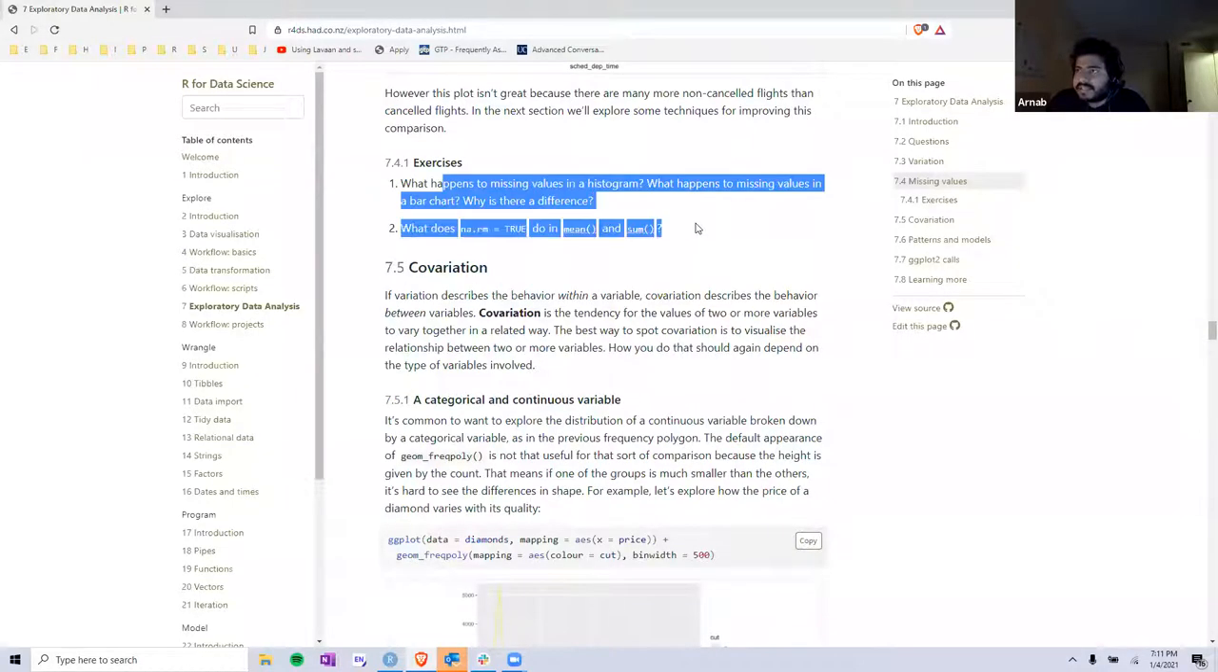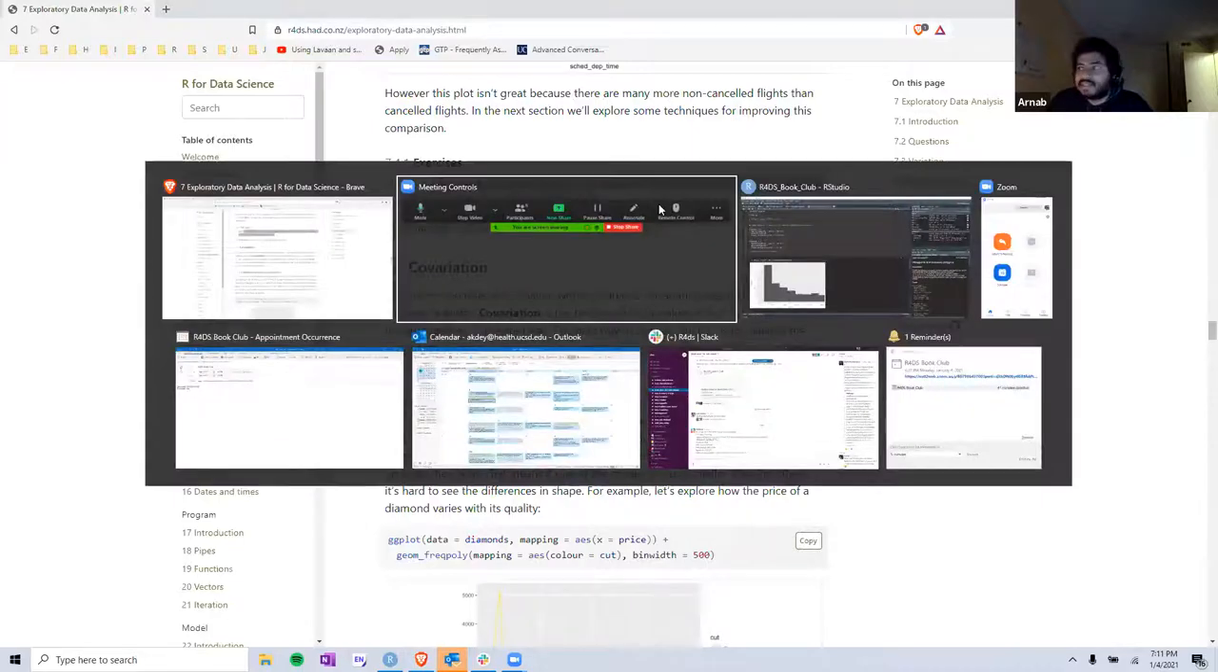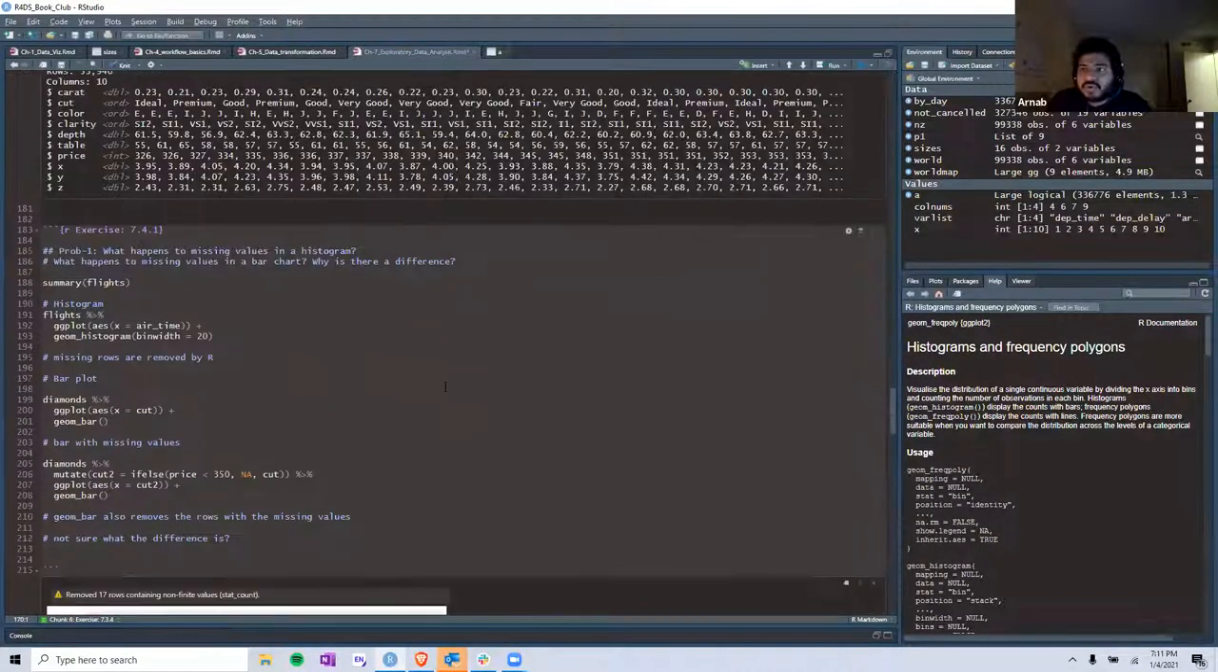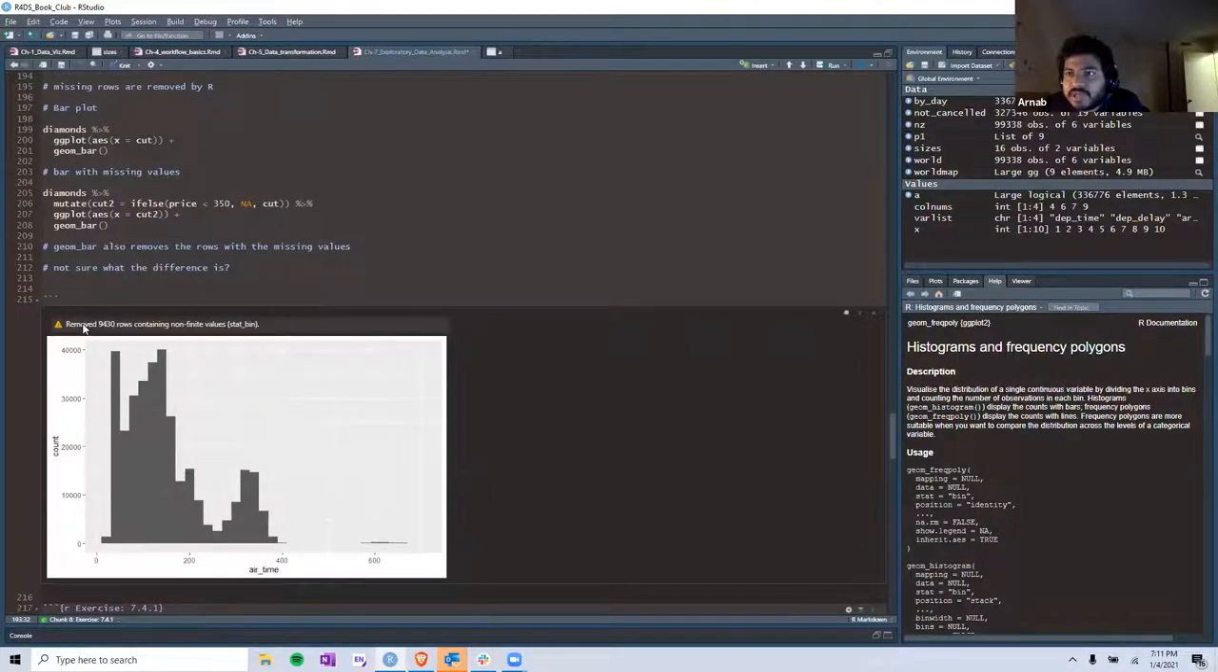We move to the second exercise, which was really short. The first one is, what happens to missing values in a histogram, what happens to a missing value in a bar chart, and why is there a difference? So let's try both of them. For viewing the histogram, we use the flights dataset that we were working with last week. And we are trying to plot airtime as a continuous variable as a histogram. So when we do that, we see that R removes 9,000 rows which are NAs.